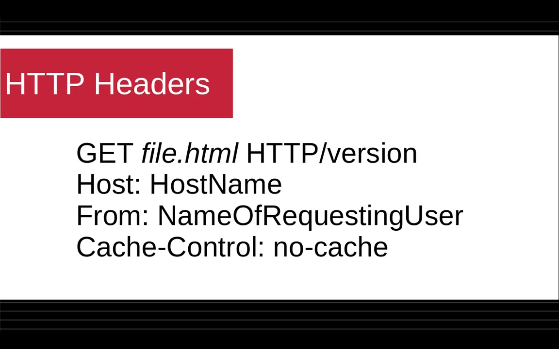So for example, a request header may look like this. The start line describes the message, meaning the server should respond to a GET request for the resource file.html. Host, From, and Cache-Control are sample headers.